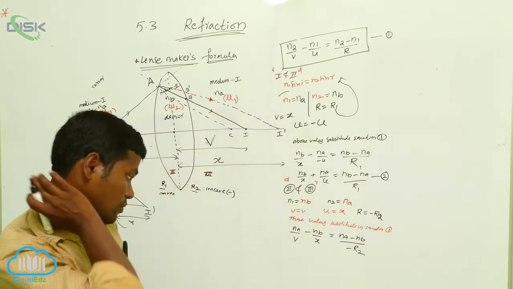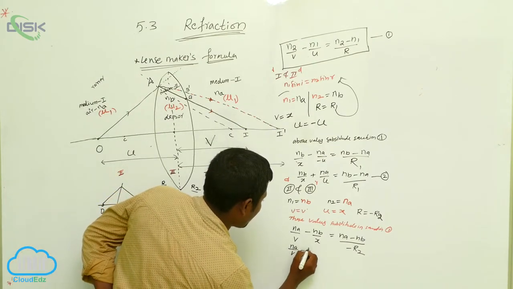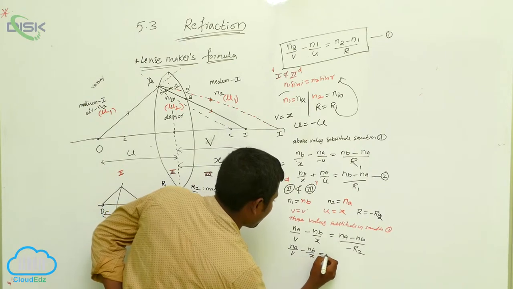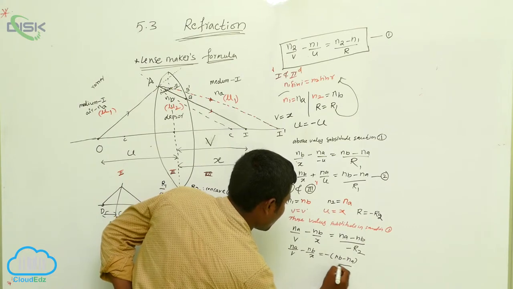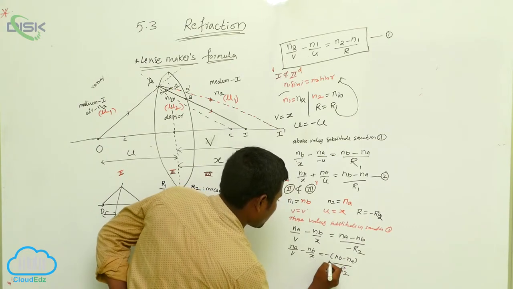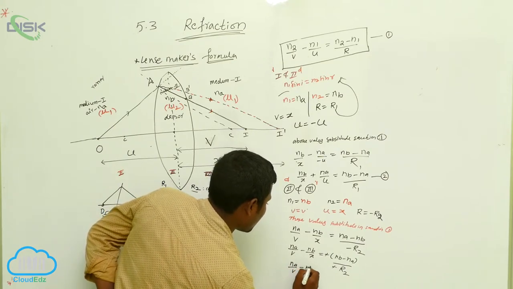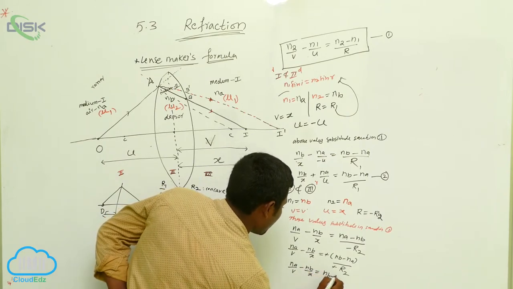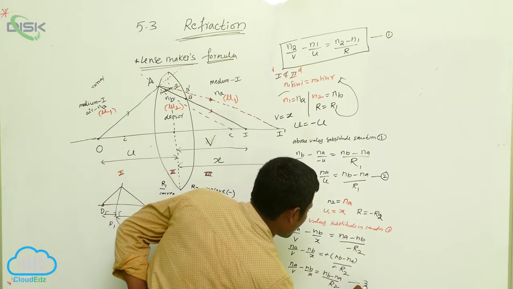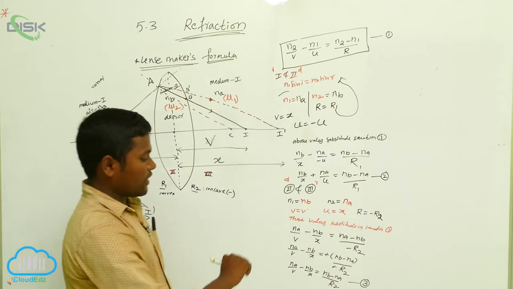Minus R2. Okay, now we have to take the common. NA by V minus NB by X. What can I write simply? NB minus NA by R2. Minus minus gets cancelled. Finally, NA by V minus NB by X equals NB minus NA by R2. This is equation number 3. Okay, equation number 1, equation number 2 and equation number 3.